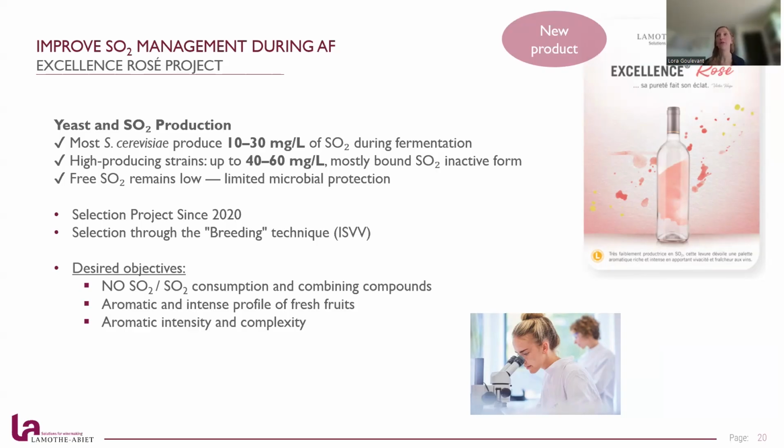So in general, Saccharomyces cerevisiae produces from 10 to 30 milligrams per liter of SO2 during fermentation. That can be a lot, because then it can bind to other molecules, and then your total SO2 by the end of the fermentation or by the end at bottling can be very high. Some high-producing strains, or in specific conditions such as stress conditions, can produce up to 60 milligrams per liter of SO2, which is pretty high.